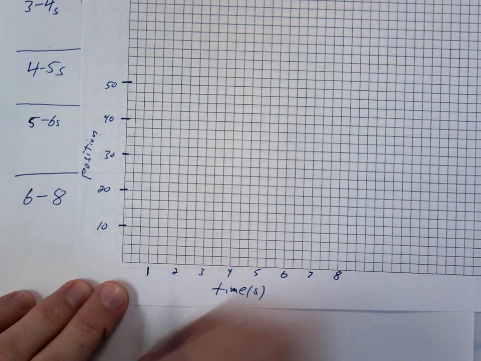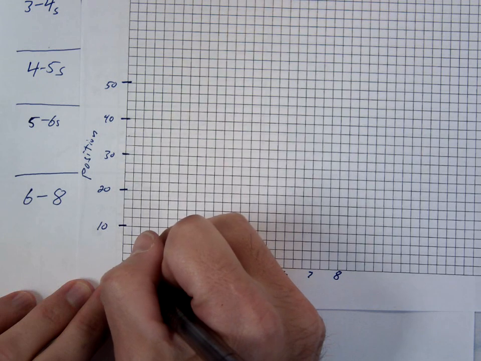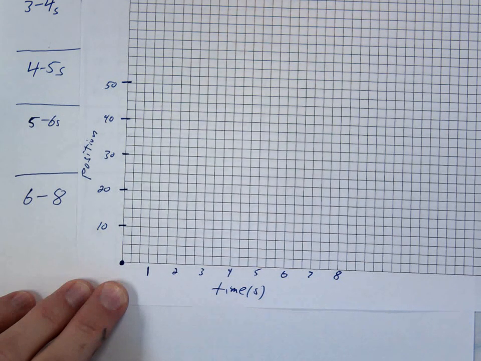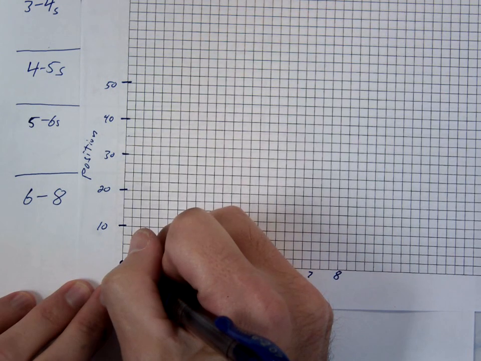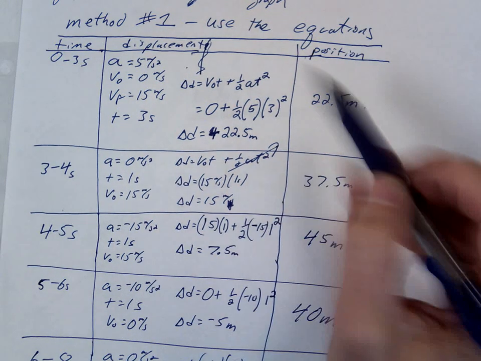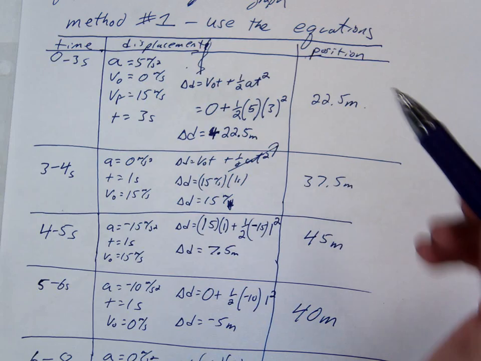So we're graphing position, not displacement. I told you that we started at 0. You'll usually start at 0. If not, they will tell you, okay, you started 5 meters away at the beginning, then everything would just be offset by that 5 meters. Otherwise, we'll start where it said. So at 3 seconds, where were we? 22.5. So at 3 seconds, we're 22.5.